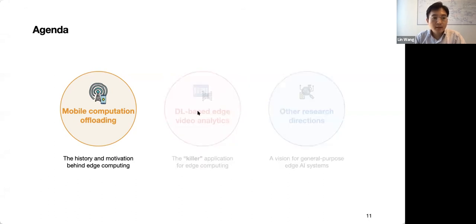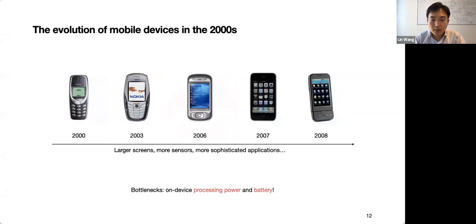All right. So let's move on to mobile computation offloading. To understand why this happens, we need to understand a little more about the evolution of mobile devices in the beginning of the 21st century. In the first decade, we saw a very dramatic evolvement of mobile devices, from fixed function mobile phones towards more powerful devices that can run different kinds of applications. Mobile devices came with larger screens, more sensors, and they run more sophisticated applications based on modern operating systems like iOS and Android.